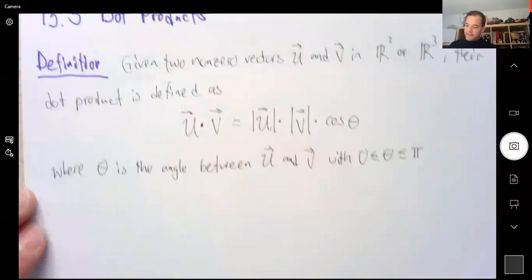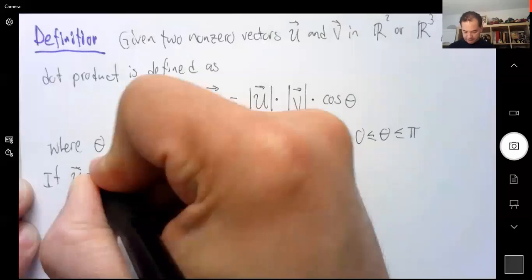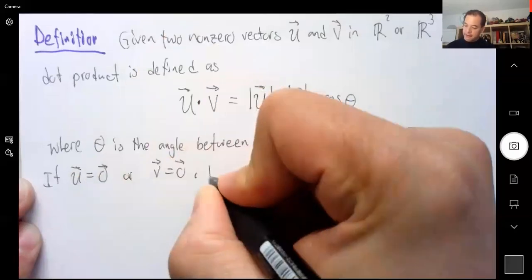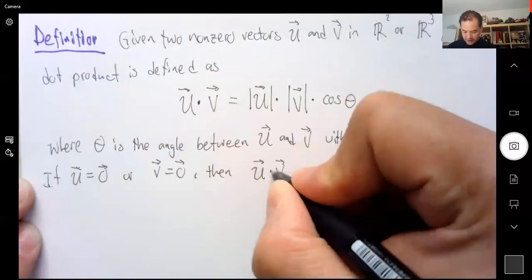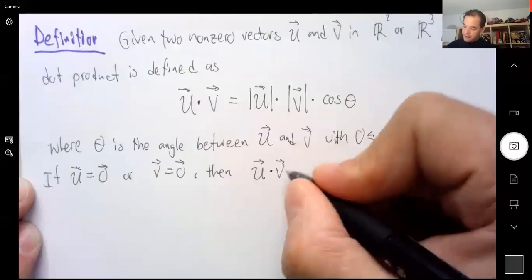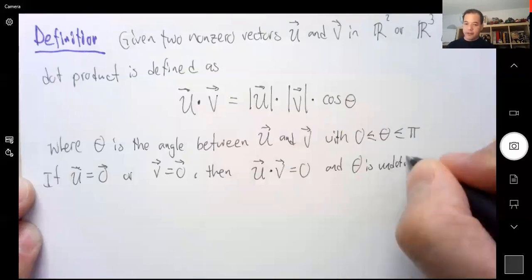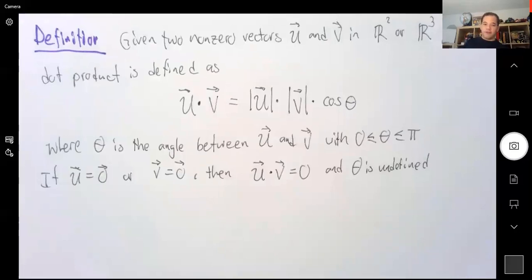And there's a bit more. If u is the 0 vector, or v is the 0 vector, then u dot v, the dot product of u and v, is 0. And theta is undefined. So there is no angle between those vectors, because one of them is just a point, right? Or maybe both of them are just the origin. Okay. All right. So let's digest this definition. Let's try to understand it.